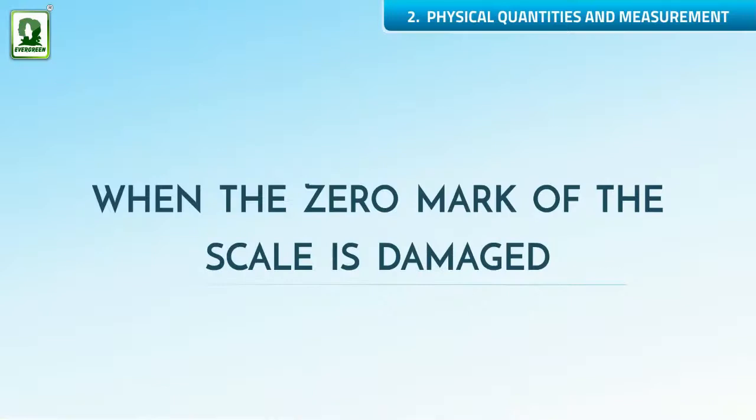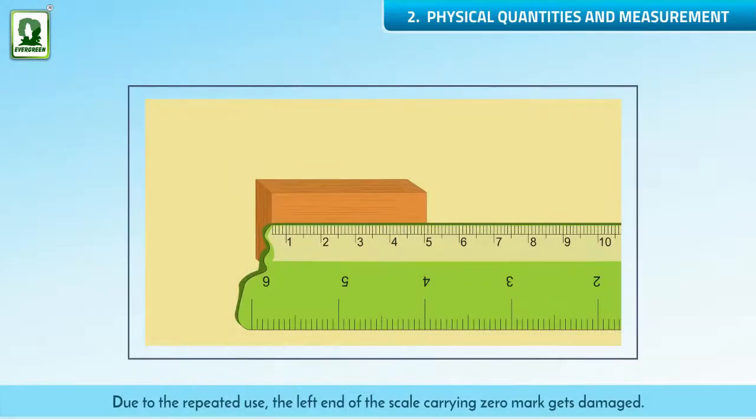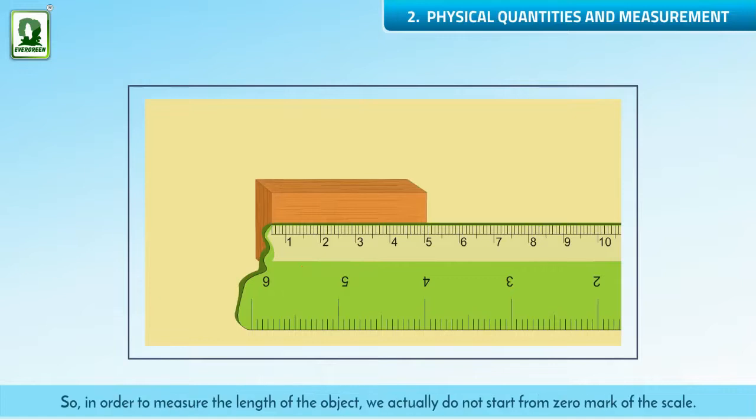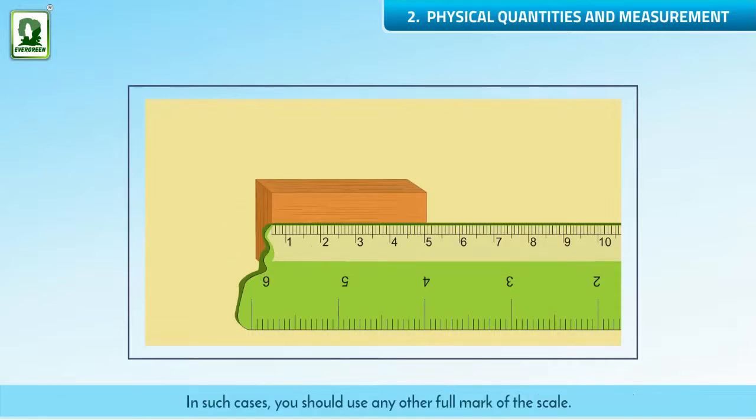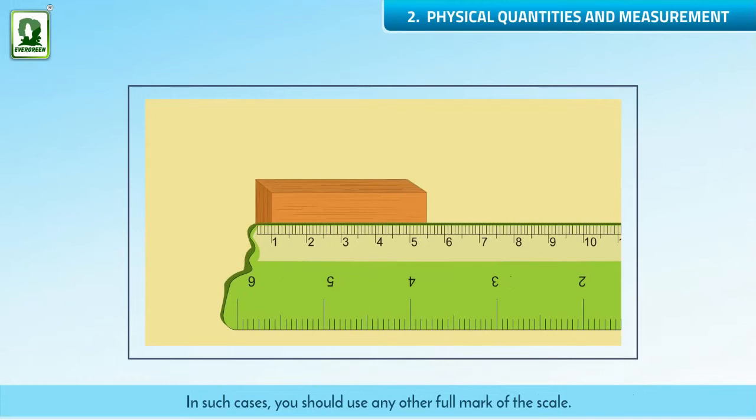When the 0 mark of the scale is damaged, due to the repeated use, the left end of the scale carrying the 0 mark gets damaged. So in order to measure the length of the object, we do not start from the 0 mark of the scale. In such cases, you should use any other full mark of the scale.